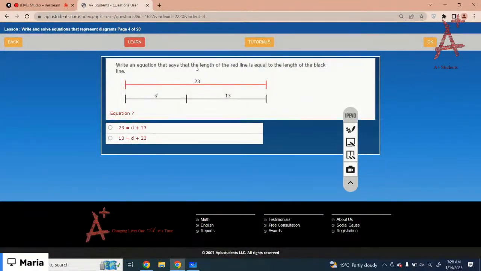Okay, write an equation that says the length of the red line is equal to the length of the black line. So which of the options is the correct one? The length of both the lines are exactly equal. The length of the red line is 23 and the length of the black line is d plus 13, so it would be 23 equals d plus 13. Got it? So the correct option is option number 1.